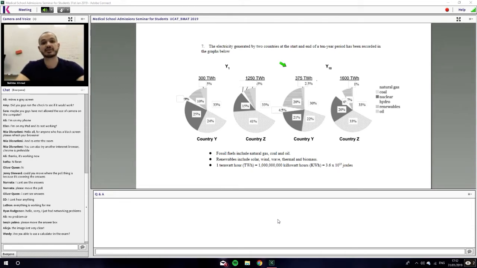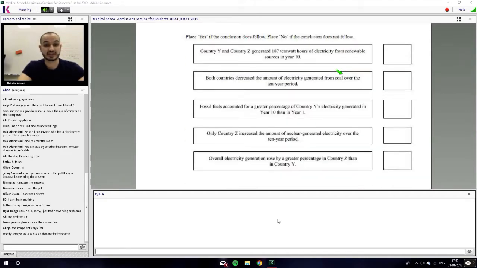Right, so 20% of 375 is 75 terawatt hours, and then 7% of 1600 adds up to about 112. So if you add those two together, the answer is 187. That's a yes. It's because it's correct.